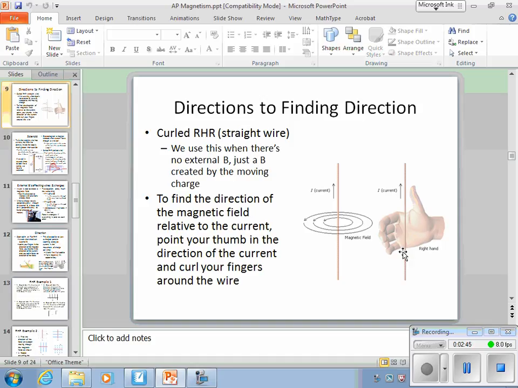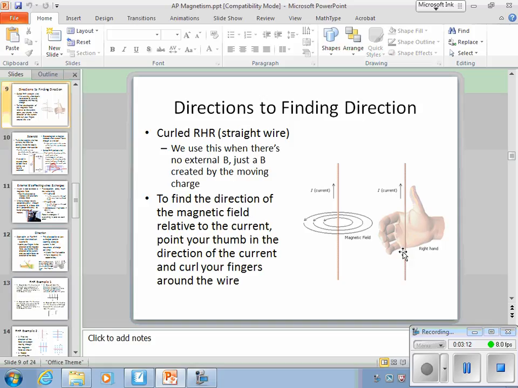Wrapping our hand around, which way would my fingers be pointing? Which way are my fingers pointing? They're pointing to the right. I have my pencil here. My fingertips are pointing to the right here, yes? If I were to focus on the area behind where the wire is, it would be pointing to the left. Yes, indeed. Okay, so that's the curled right-hand rule.